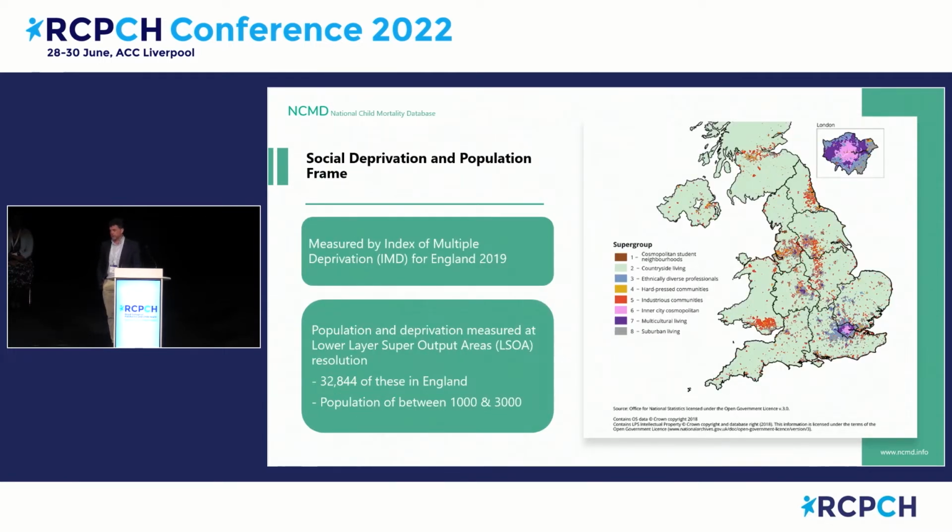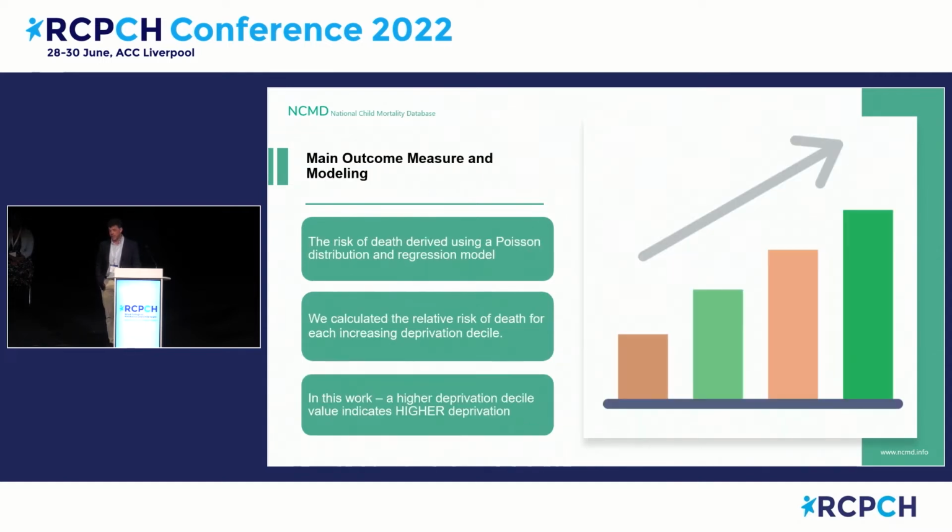So our measure of deprivation we've used is the Index of Multiple Deprivation. That's the IMD of England 2019. That's produced by the Office for National Statistics, and it's derived on a resolution of the lower layer super output area, or the LSOA. Now there are 33,000 of those across England, and each one has a population of about 1 to 3,000.